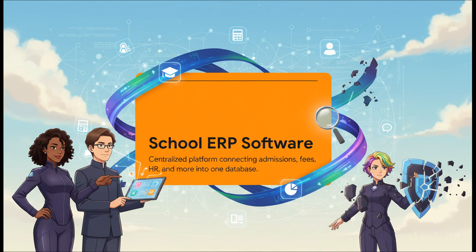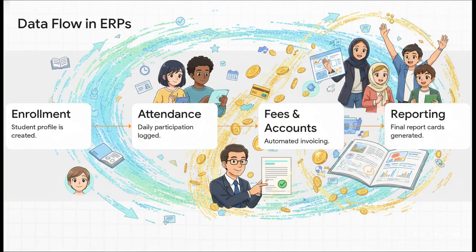So instead of a messy patchwork of siloed apps that stubbornly refuse to talk to each other, everything just lives in one cohesive ecosystem. To put that into perspective, let's follow a single piece of data through this system. It starts with step 1, centralized enrollment, where a student's profile is created just once. That exact same data flows instantly to step 2, attendance tracking, where teachers log daily participation. Then it links seamlessly to step 3, fee and accounts management for automated invoicing. And finally, it all culminates in step 4, academic reporting.